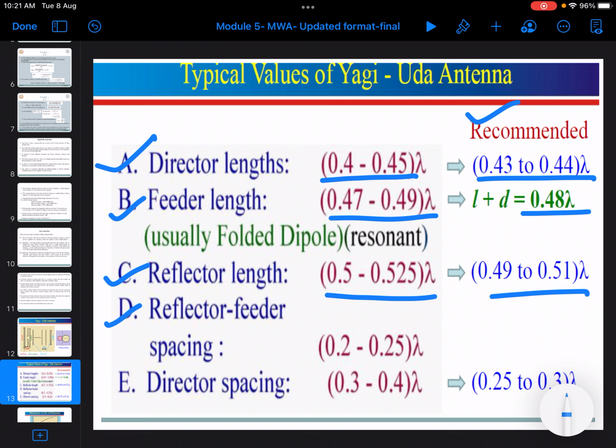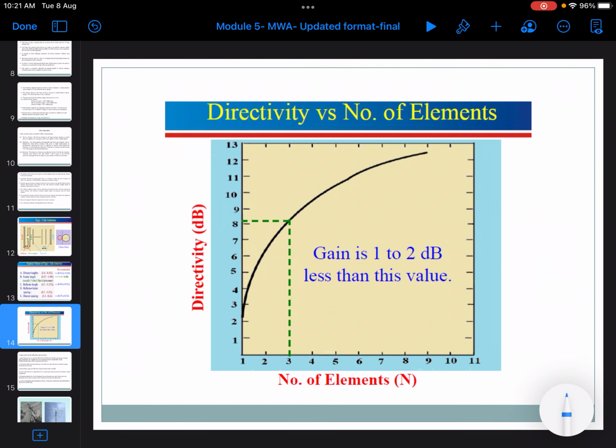Then the spacing between the reflector and the feeder element should be between 0.2 to 0.25 lambda, and in between the directors you can have a spacing of 0.3 to 0.4 lambda. This is the graph representing the directivity enhancement in the case of a Yagi antenna by increasing the number of elements. How it varies, one can observe. This 3 element antenna consists of one reflector, one driven element and one director. With that we are able to achieve a maximum gain of 8 dB.